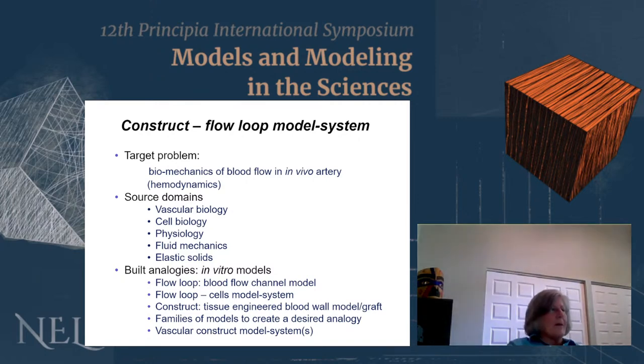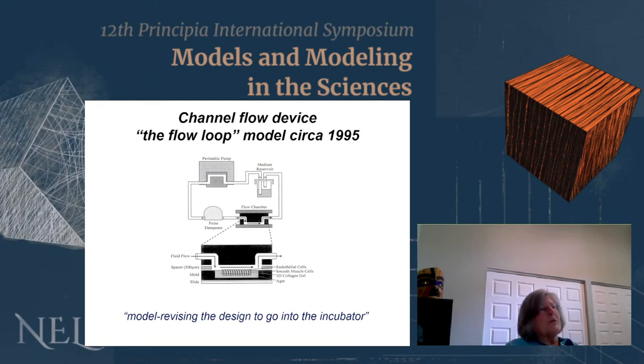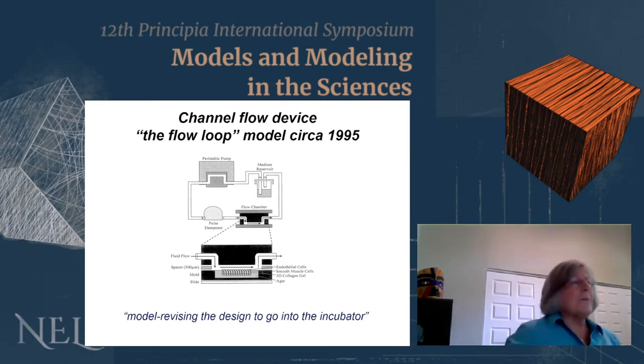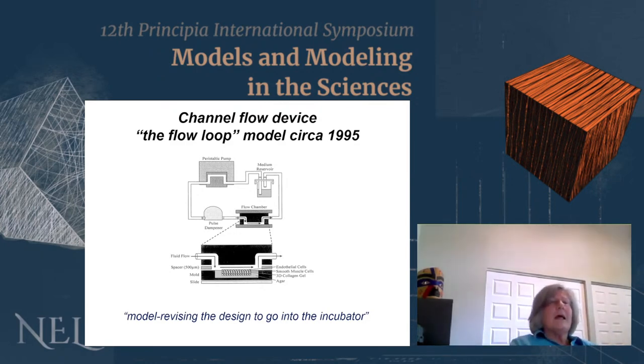Okay, so we saw the flow loop, but this is the compact version that was model revised to go into the incubator. His original flow loop was a gigantic tabletop thing. The problem was maintaining biological functionality, i.e. cells were contaminated and died all the time. So 50% of their experiments were wasted, and somehow this had to be re-engineered. One of the graduate students had gone to a lab in Japan that studied miniaturization, and when he came to this lab, he said, oh, I can miniaturize that. So this is the system they were using still from 1995 with very little alteration.